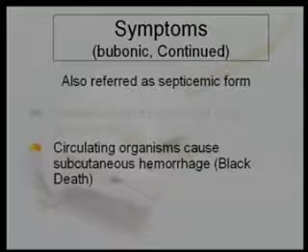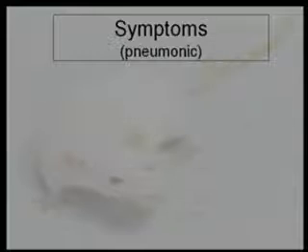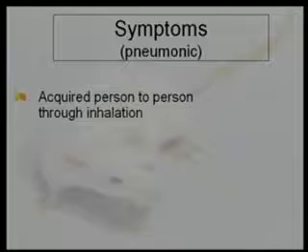It grows at 28 degrees. Yes, but then when the organisms become very diffuse, a lot of them, they are going to go into other tissues. Grows best at 28 degrees. It's not going to get killed at 37. It just grows best at 28 degrees. Okay. Exhaled organisms infect others, causing pneumonic plague. We already covered that, that's repetition, which is not always bad. It is acquired person to person, obviously, pneumonic plague.